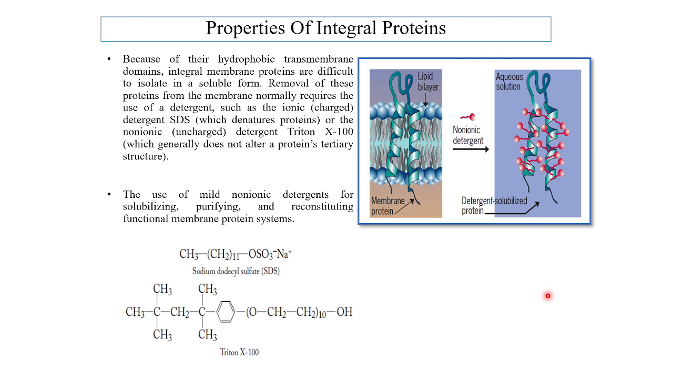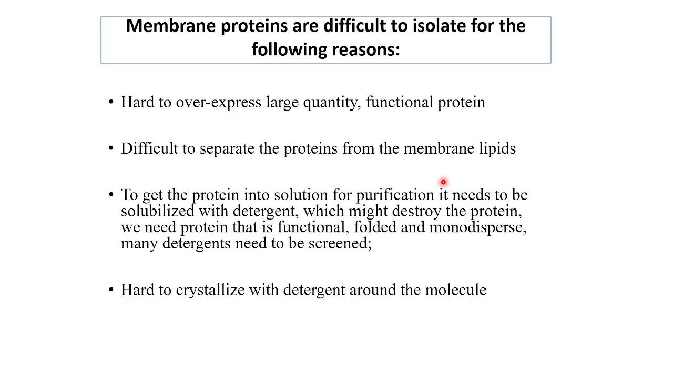Mild non-ionic detergents are used for solubilizing, purifying and reconstituting functional membrane protein systems. Here you have SDS or Triton X-100, which is used for the purification of your membrane protein. You have the membrane protein and the non-ionic detergent, and it gets attached to your protein and brings it out of the cell membrane, and then you can bring it to the soluble fraction.